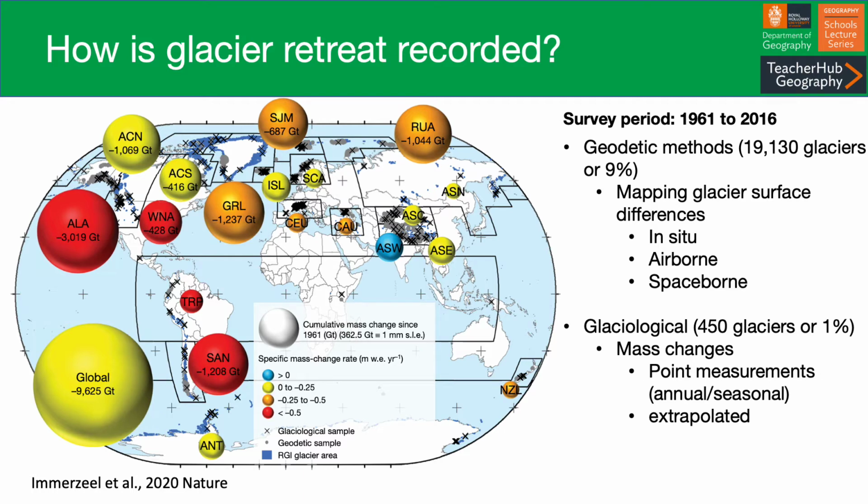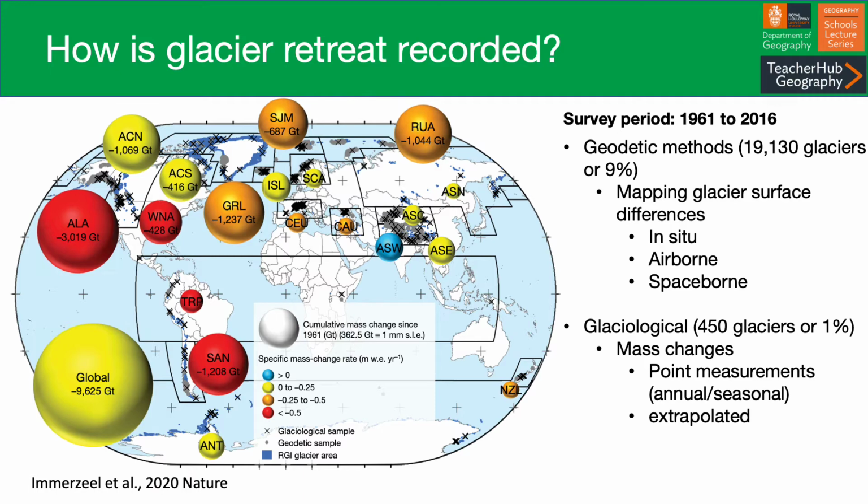The other point to make here is that the methods of calculating the changes in the amount of ice over this period differ in different parts of the globe. There are geodetic methods, which are the grey shaded areas on the map, and these methods map the surface of the glacier through time. These might be undertaken by in situ surveys from the glacier surface or using airborne surveys or satellite information.